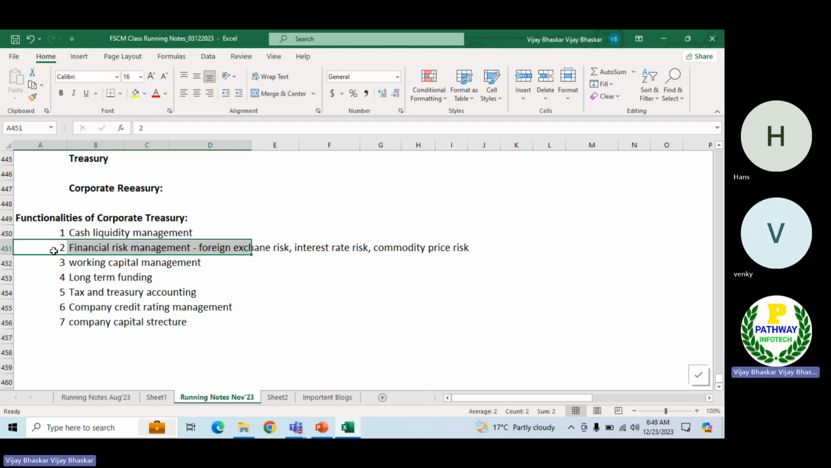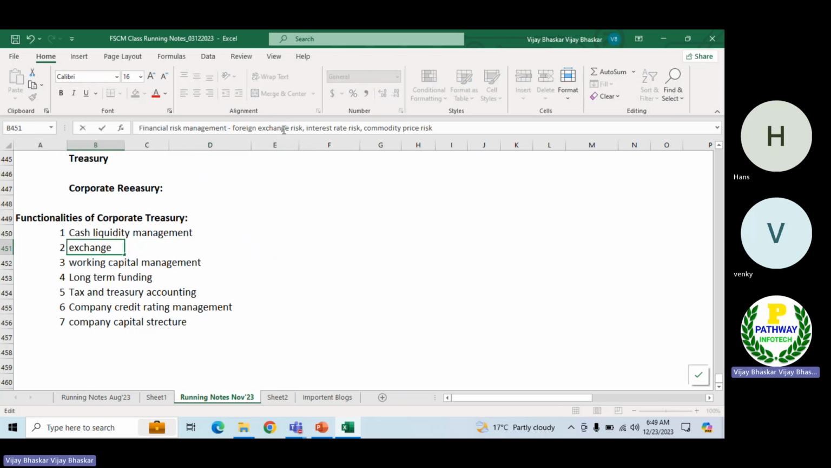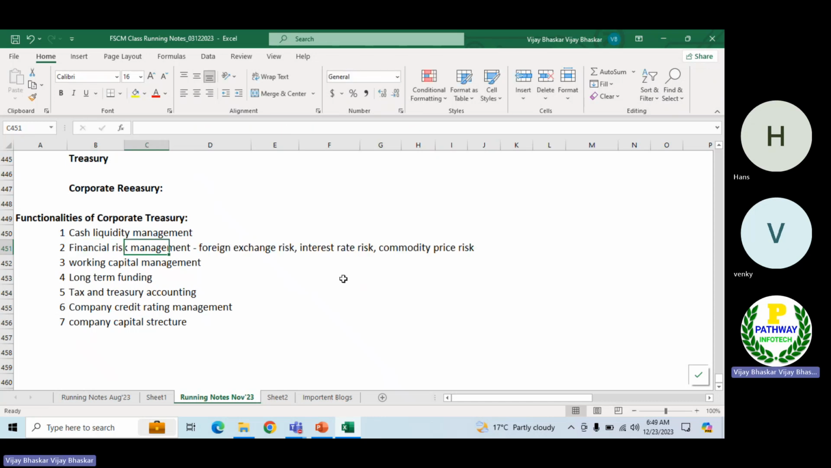Now let's talk about financial risk management. Under financial risk management, we have three things here. One is foreign exchange risk. Another one is interest rate risk, and the third is commodity price risk. So now let's take foreign exchange risk.